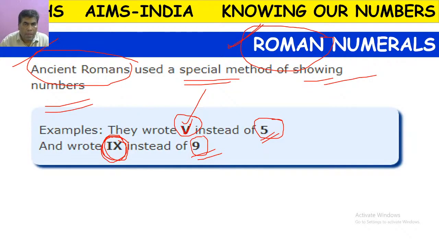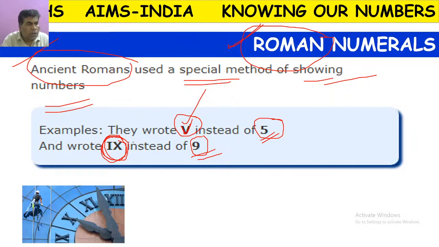Where do we make use of these Roman numerals nowadays? Anybody? Any guess? In wall clocks. If you observe the wall clock or some of the wristwatches, there we will come across Roman numerals on the dial. Very good, Mohan Babu.